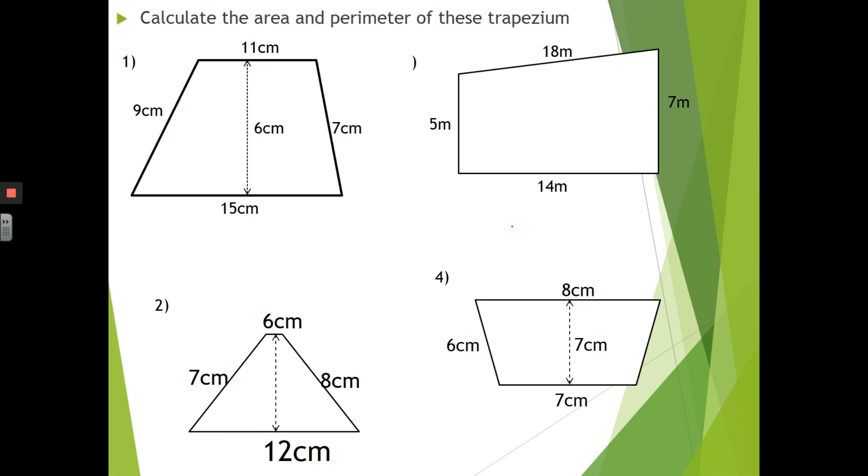Again, have a go at these questions. It does say calculate the area and perimeter, mainly just trying to test you on your area, but if you'd like to do the perimeter as a bit extra, you can. Just remember that is the length all the way around. So pause the video here, have a go at these questions.